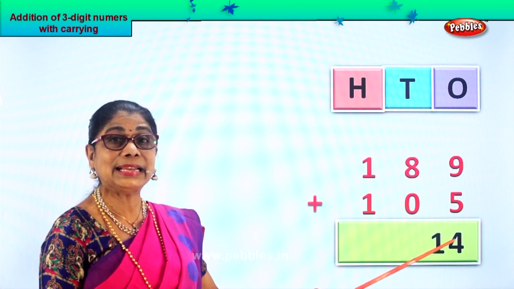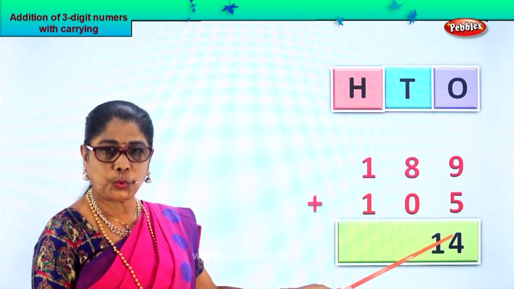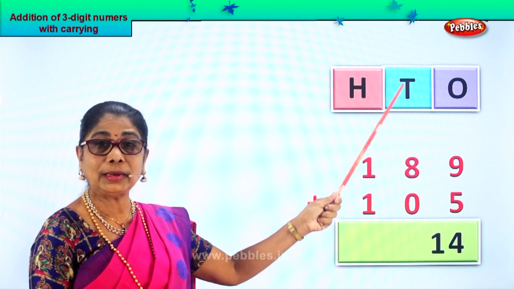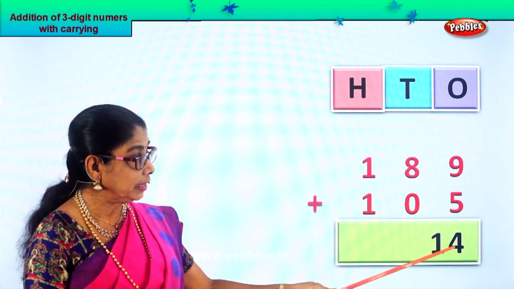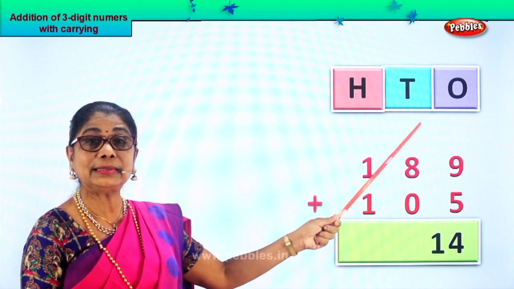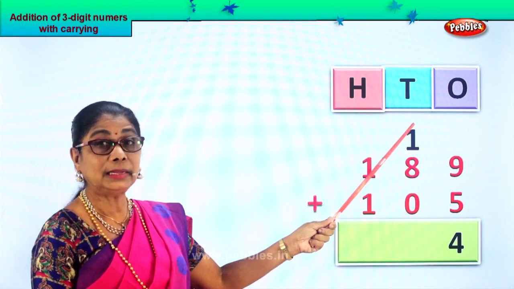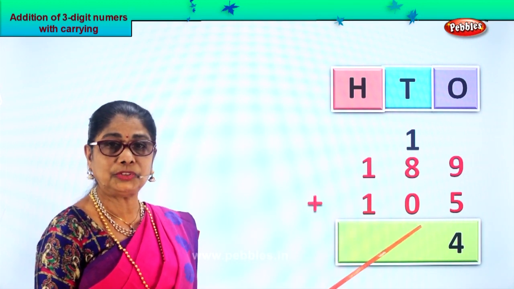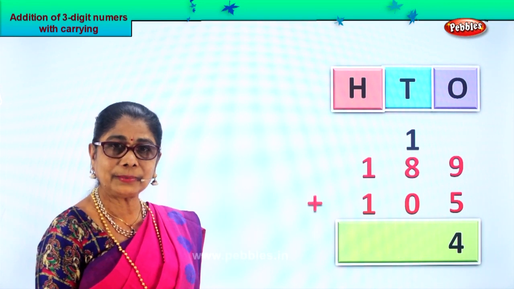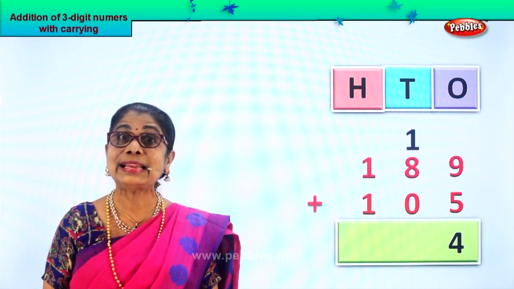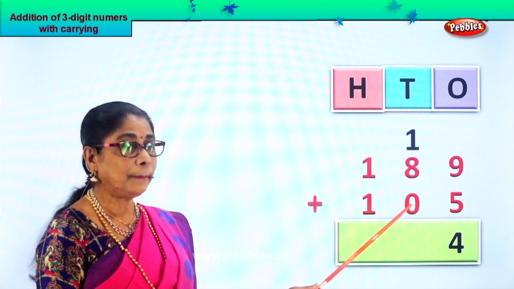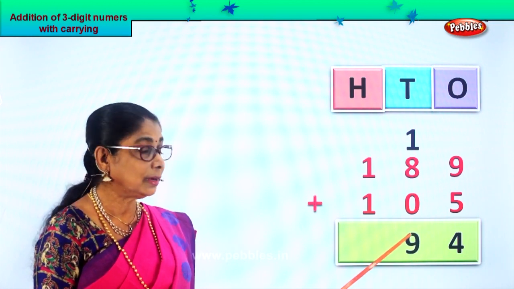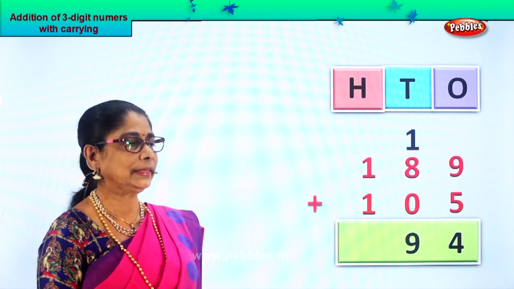What is 14 ones? 10 plus 4. 10 ones plus 4 ones. 10 ones make 1 ten and the 4 ones we leave it here, and we take this 10 ones, bring it to the tens place which becomes 1 ten. So we have 1 plus 8 plus 0. What is 1 plus 8? 1 ten plus 8 tens? 9 tens. 9 tens plus 0 tens? 9 tens itself. So we write down here 9 in the tens place.